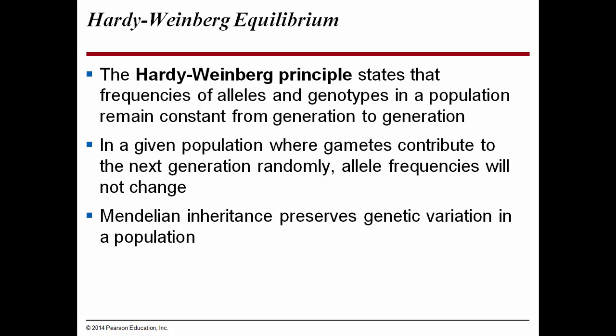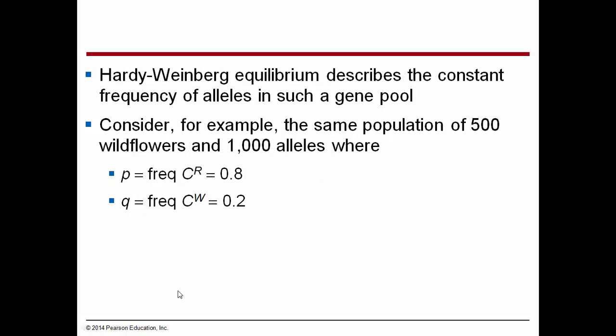In a given population where gametes contribute to the next generation randomly, allele frequencies will not change. Mendelian inheritance preserves genetic variation in a population. So Hardy-Weinberg equilibrium describes the constant frequency of alleles in such a gene pool. For example, a population of 500 wildflowers and 1,000 alleles, where P, the frequency of red, is 0.8, and Q, the frequency of white, is 0.2.